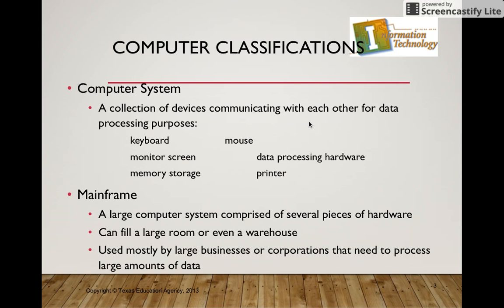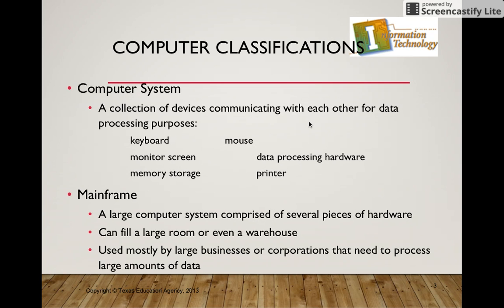So let's get started. We've talked before about what a computer system is, but just to reiterate, it is a collection of devices communicating with each other for data processing purposes. Those different devices that can connect with each other are like keyboards, mice, the monitor screen, memory, storage, data processing hardware, a printer. So all of those input and output devices, as well as the processing.